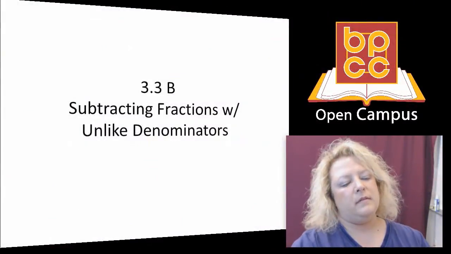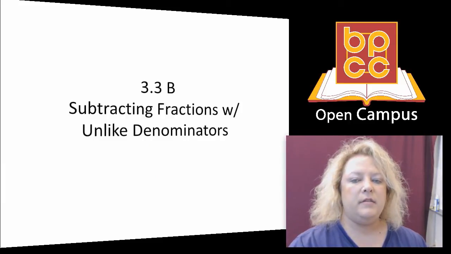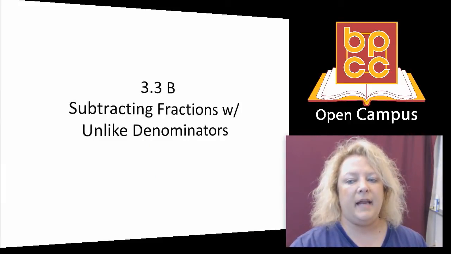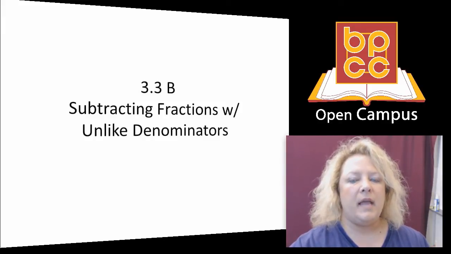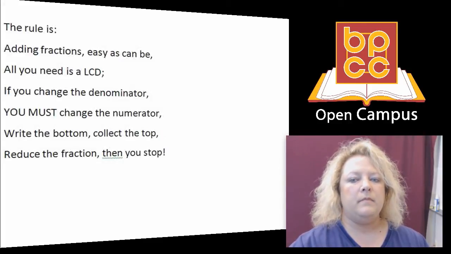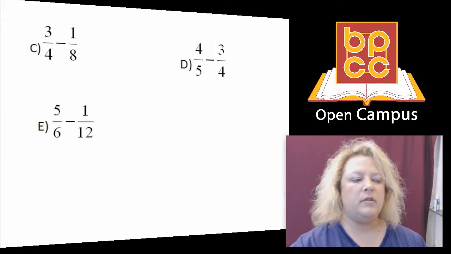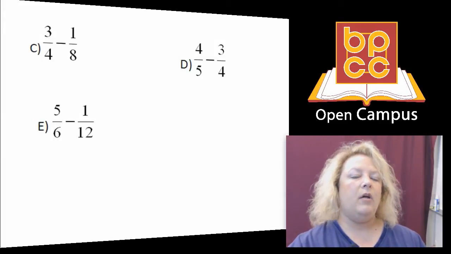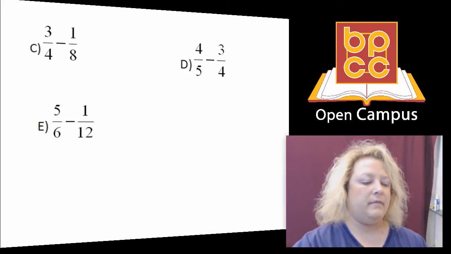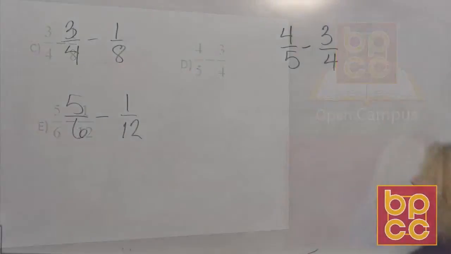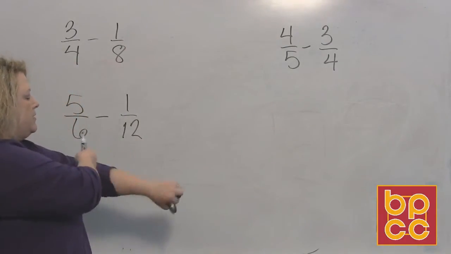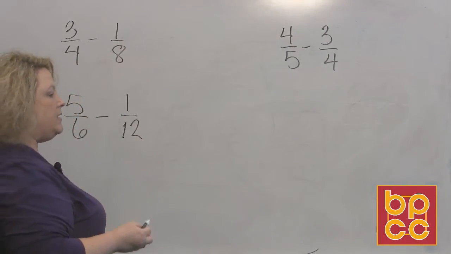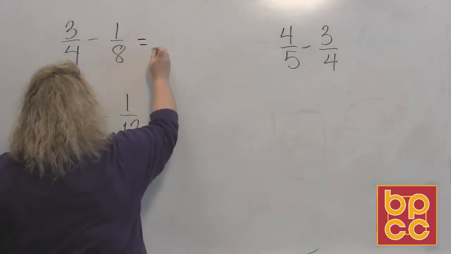Hi, I'm back with subtracting fractions with unlike denominators, and the concept is going to be the same as adding fractions with unlike denominators. You want to find a common denominator, make equivalent fractions, and then you do subtraction. We're going to work a few of these on the board, so I'm going to walk you through the little rhyme again, only this time we're going to subtract instead of add, okay? Now, when we do subtracting, the rule is the same thing. Subtracting fractions, easy as can be. All you need is an LCD.